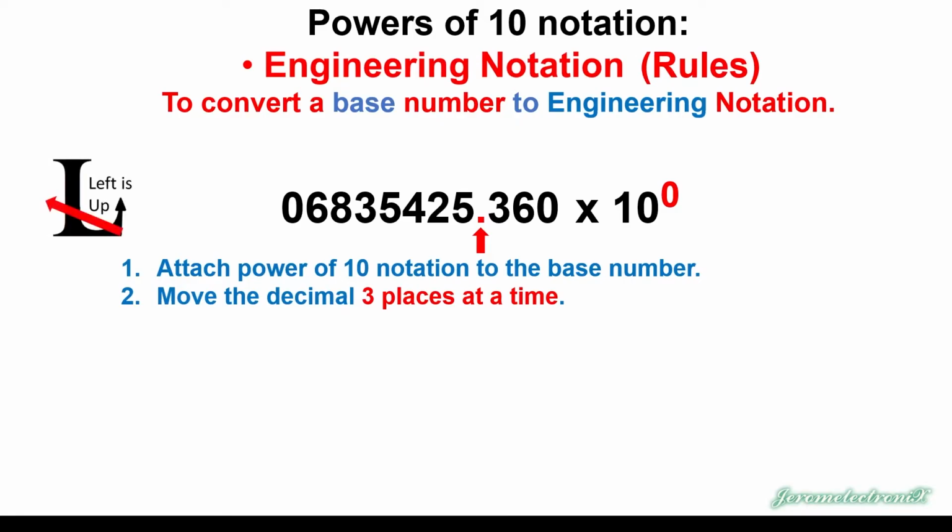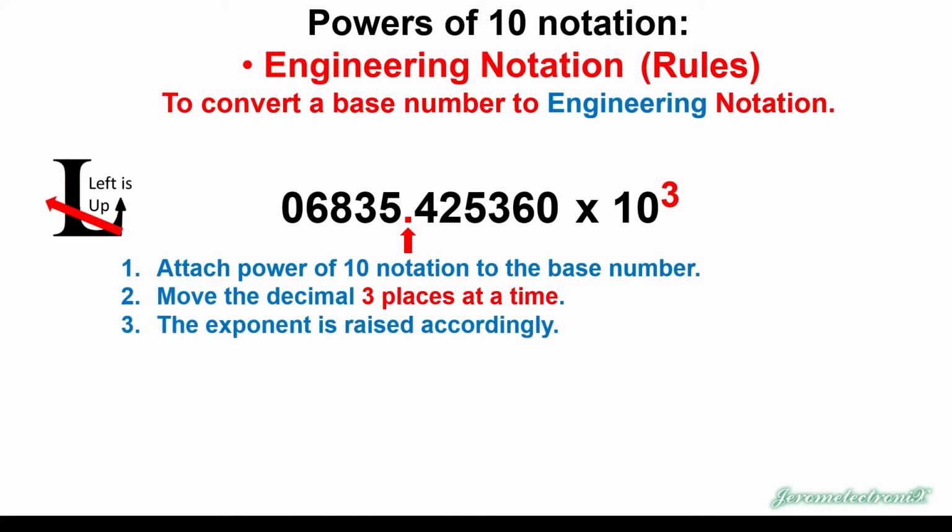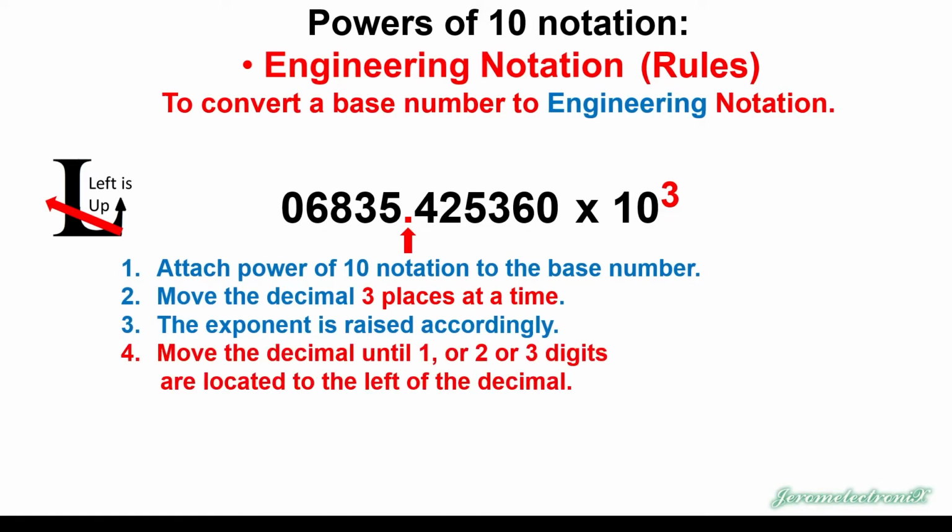There's the decimal. We are going to move it to the left, like we did with scientific notation. And there we go, 3 digits. And the exponent was also changed at the same time. It was raised by 3. So really the only difference so far is you're moving the decimal 3 places at a time instead of 1. And the exponent is raised accordingly.